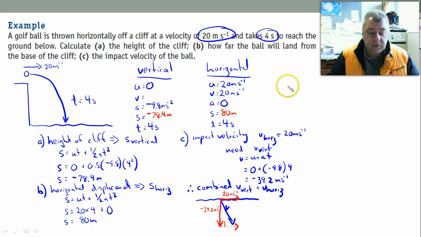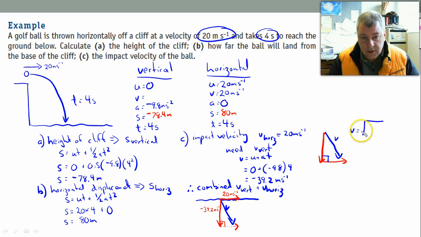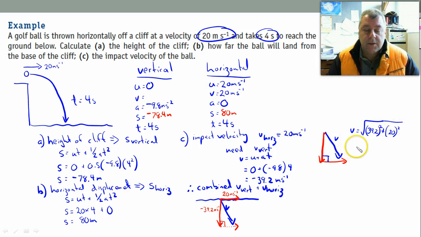Okay, and so if I was to draw that triangle again, we'd have this and that. Let's get our blue back, recognizing that's that. And so we would recognize that to find V, V equals the square root of 39.2 squared plus, what's the other one, 20 squared. So we're using, what's that, Pythagoras? That's right, I nearly forgot.